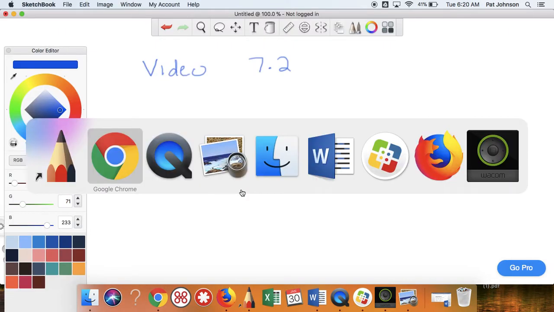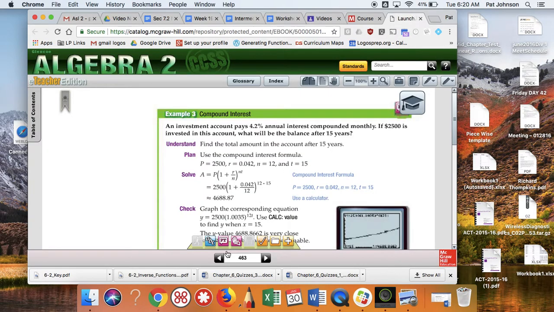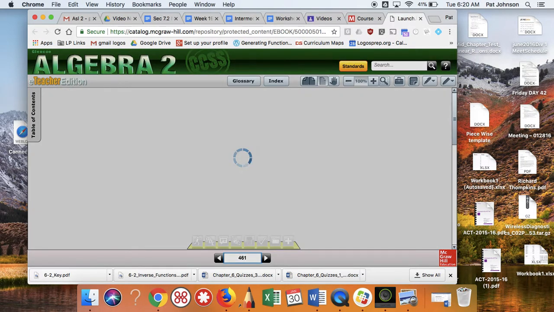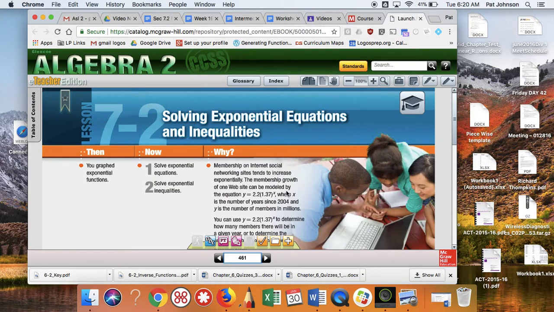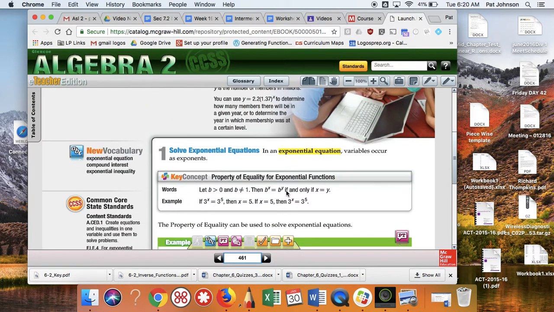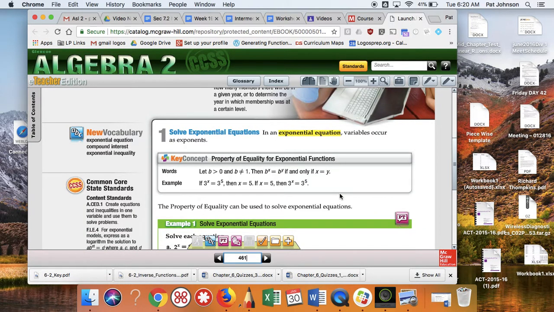So if we turn to our textbook, on 7.1, we will see the key concept box. Okay, so we know what an exponential equation is. Basically, it's an equation where the variable occurs as an exponent. Now look at the key concept box. The property of equality for exponential functions says let b be greater than 0 and not equal to 1. That's the base. We talked about that. And b to the x is equal to b to the y if and only if x equals y.